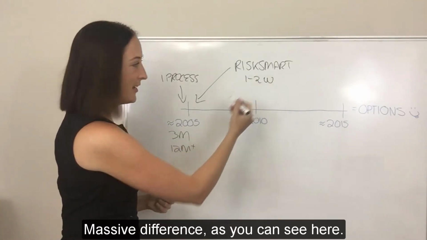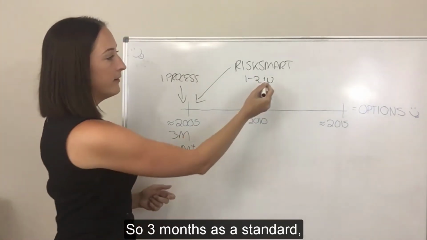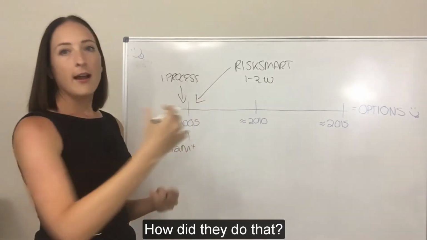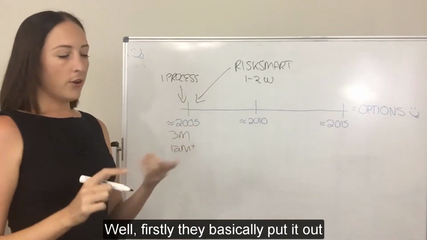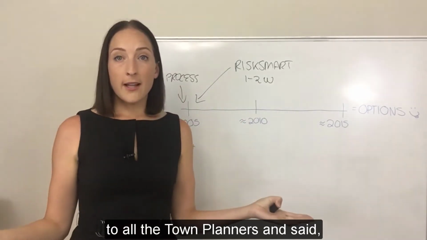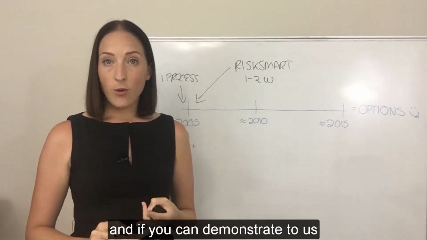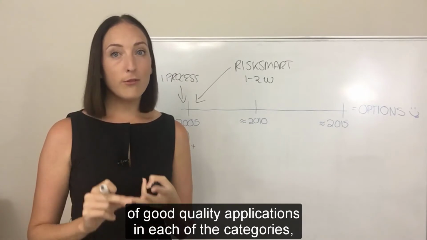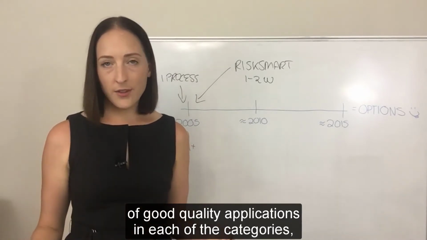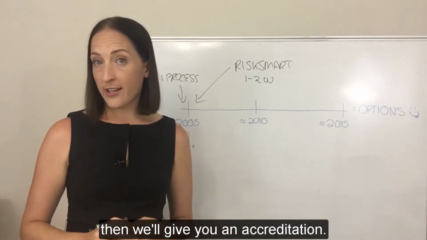Massive difference, as you can see here. So yeah, 3 months is a standard, now down to 1 to 2 weeks. How did they do that? Well, firstly, they basically put it out to all the town planners and said, if you're a qualified town planner, and if you can demonstrate to us that you've lodged a high volume of good quality applications in each of the categories, then we'll give you an accreditation.